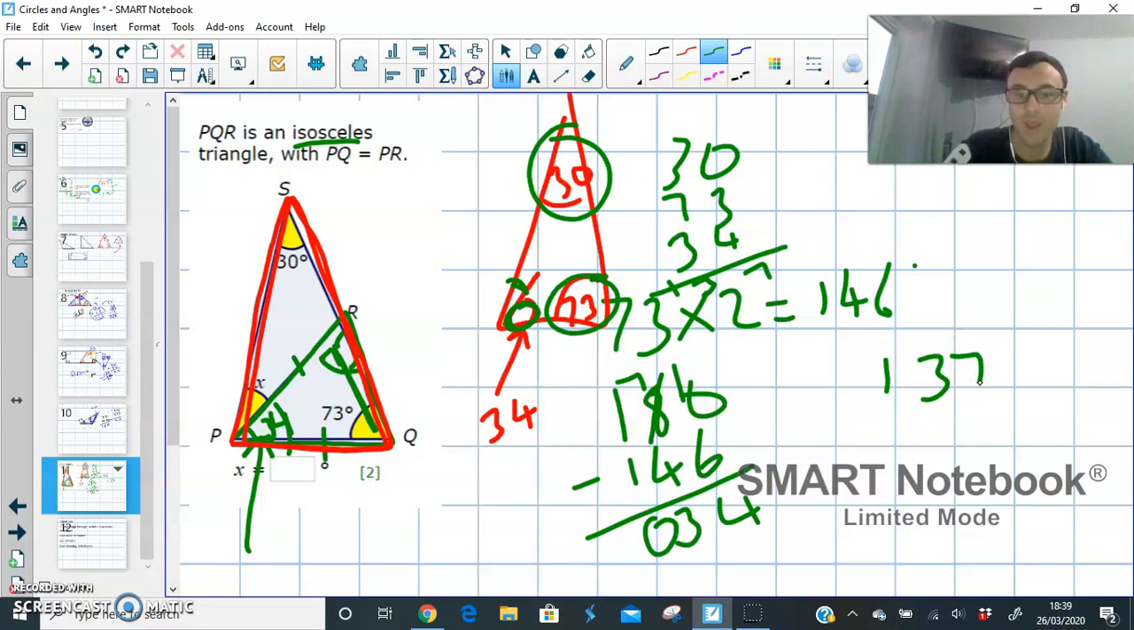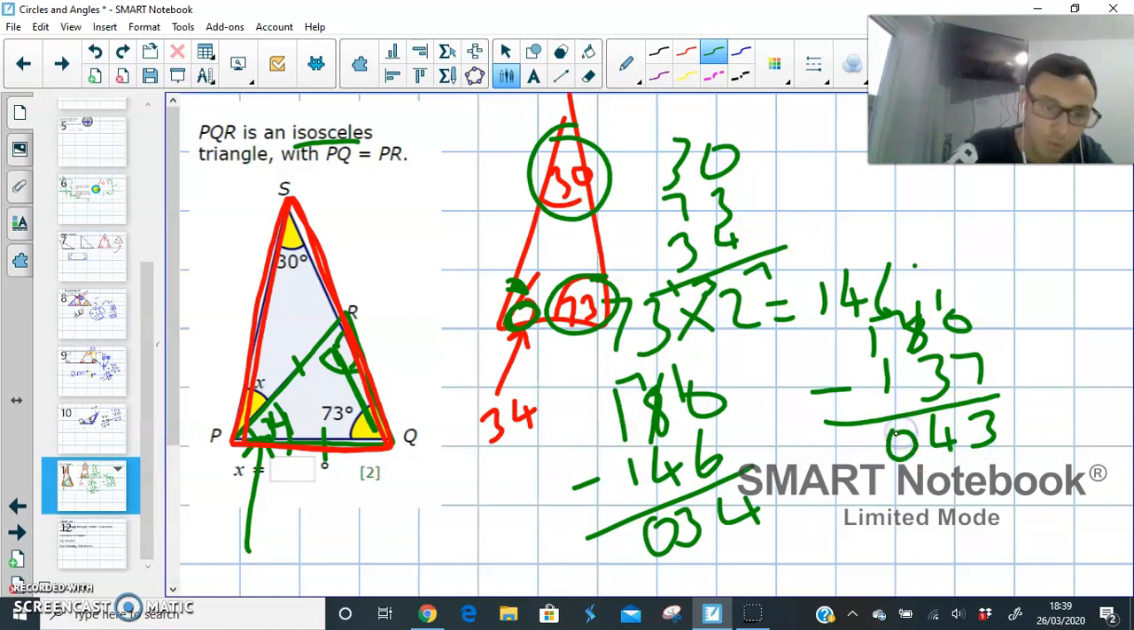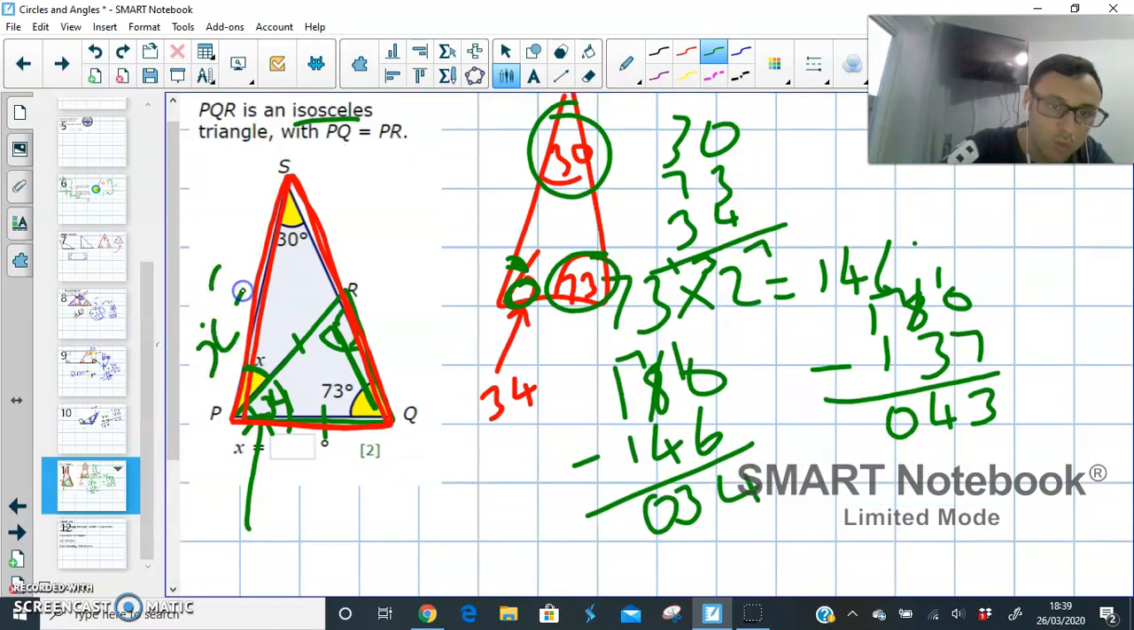So I need to now work out this final part. We know this sums to 180, so 180 take away 137, which is 43. So I know this part here, x, therefore is equal to 43 degrees. Now, I know I'm whizzing through this, so you can rewatch it, but I've only got 15 minutes for this video to last, so I had to go through it really quickly.